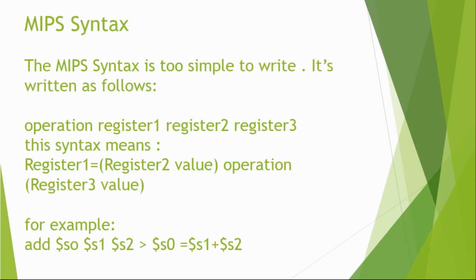MIPS syntax. The MIPS syntax is very simple to write. It is written as follows: operation, register 1, register 2, register 3. This syntax means register 1 equals register 2 value operation register 3 value. For example, add S0, S1, S2 means register S0 equals register S1 plus register S2.